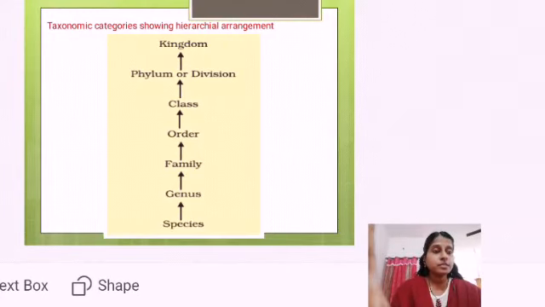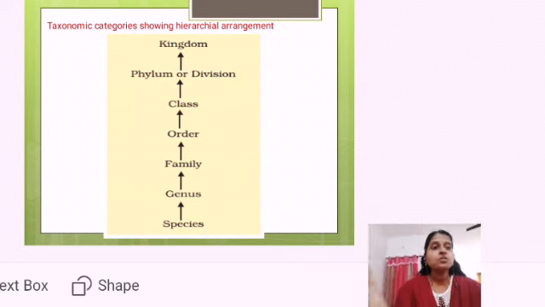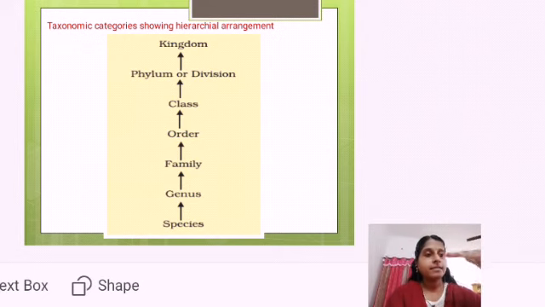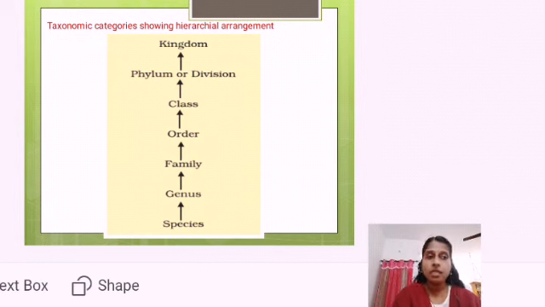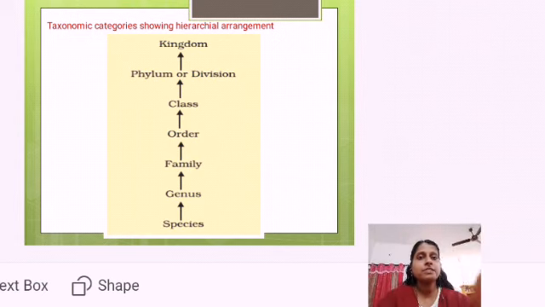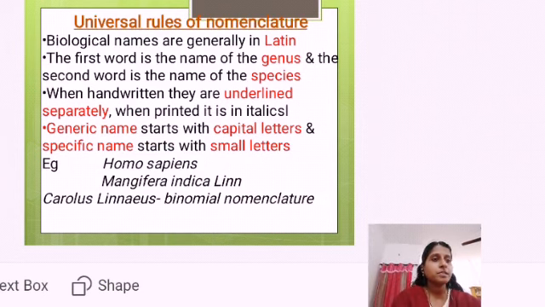Today we are going to discuss taxonomic categories showing hierarchical arrangement. How the categories, the taxa as we said, each and every category is how they are being categorized. The different hierarchy levels we are going to learn. This is the chart. Before that, we will just see a bit of what we discussed in the last class.